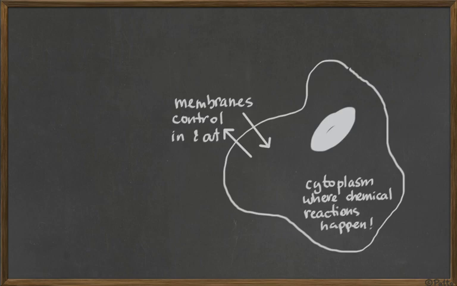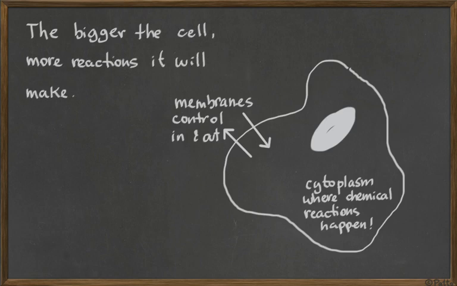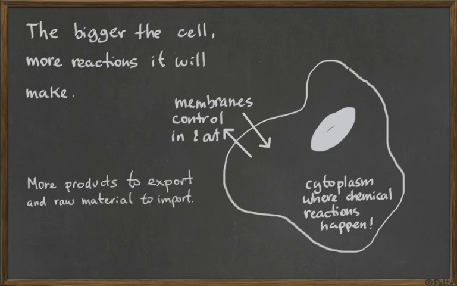And the more volume you have, the more chemical reactions you can make. So what is the implication then? The bigger the cell, more reactions it can make, more material it has inside to do chemical reactions. But if you have more products to export because you're having more cytoplasm, if you have more raw material to import, you may end up with an issue, because you may end up with a too small area in order to be able to import enough material to inside of the cell.